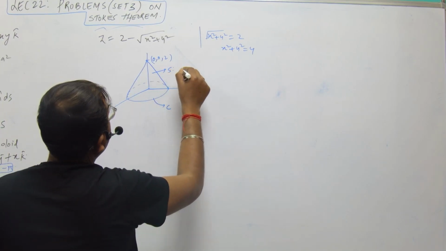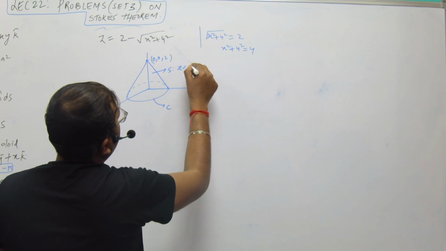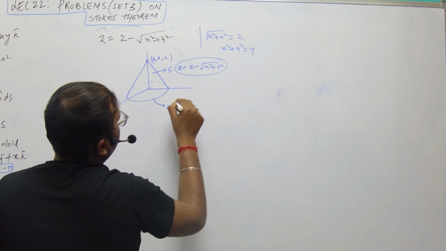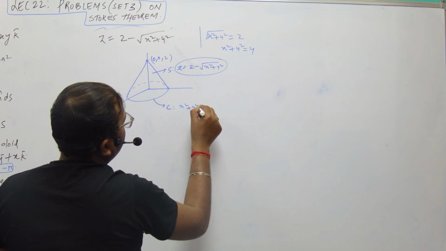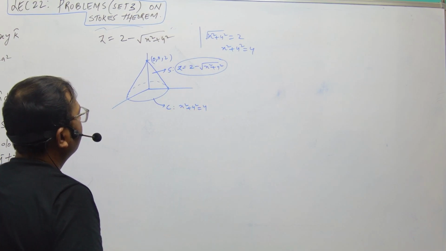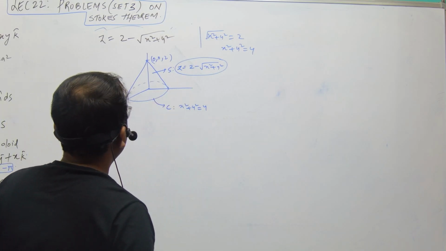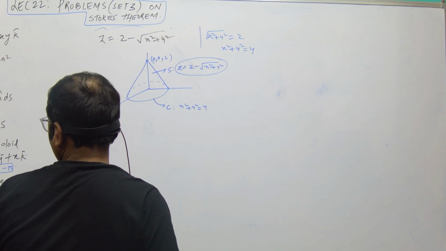So this is our curve C, and this is our surface S. Surface S is z is equal to 2 minus root under x square plus y square, and curve C is x square plus y square is equal to 4. Okay, this is our curve C, this is our surface S. Now let us calculate this surface integral.